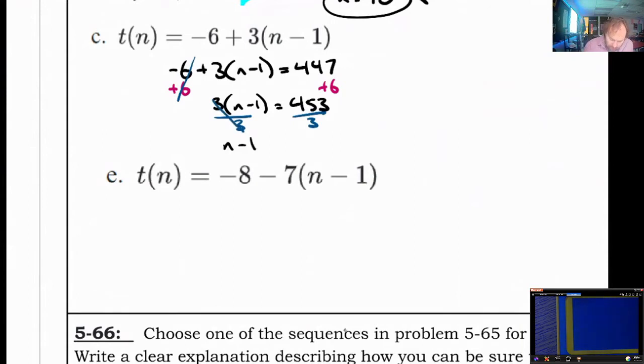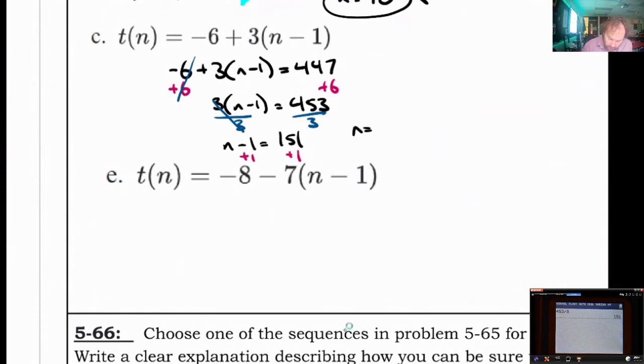N minus 1 is equal to, oh boy, calculator cam, hello, welcome, how are you? 453 divided by 3 is equal to 151, nice. And then if you add 1 to both sides, you will get the final answer of 152. So the translation here is that yes, 447 is the 152nd term.